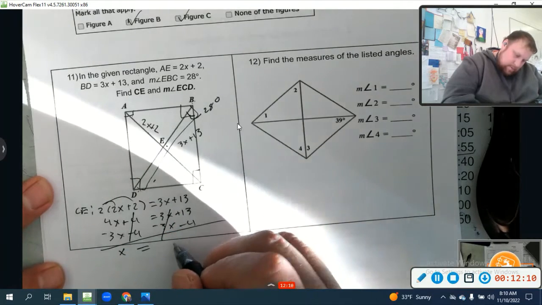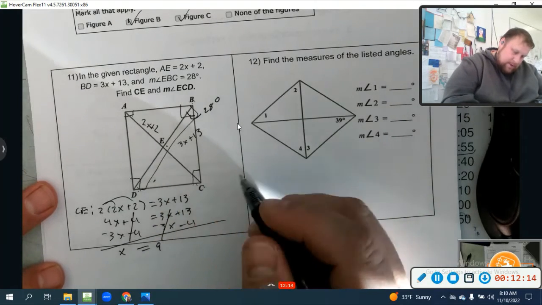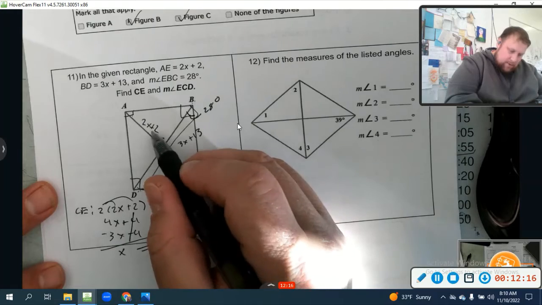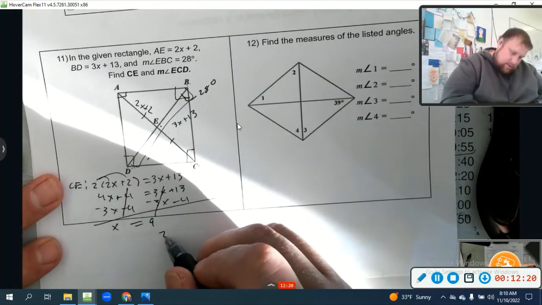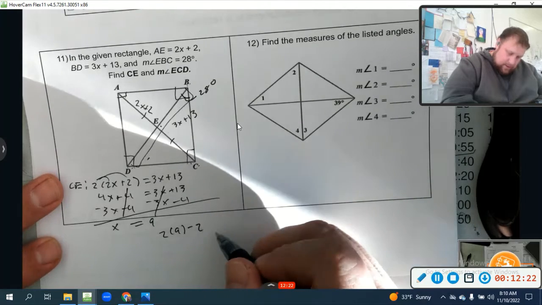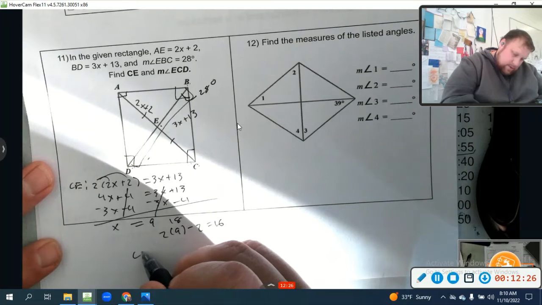We're not done though, because we have to find out what's 2x minus 2, because this is also 2x minus 2, right? Because these sides are equal to each other. So I know that 2 times 9 minus 2 is 18 minus 2, or 16. So CE equals 16.